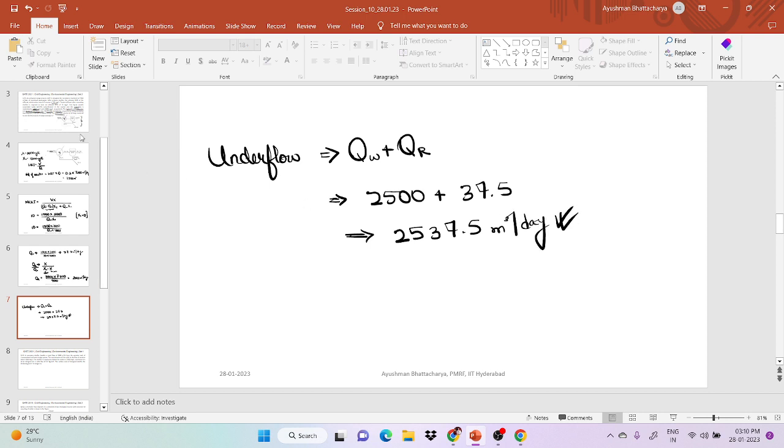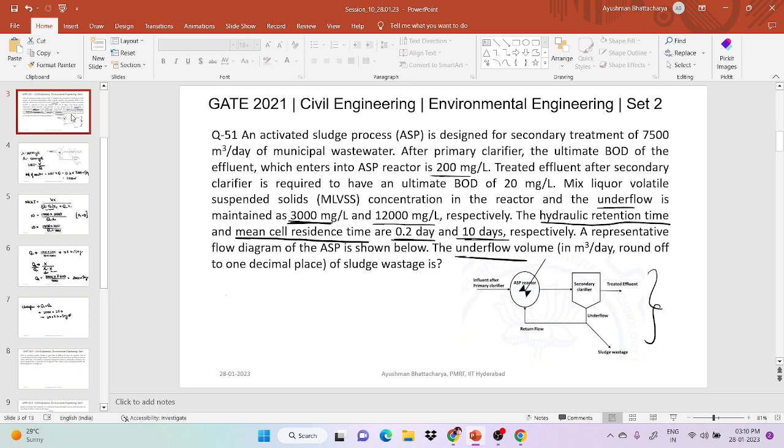Okay. So again I will explain thoroughly how we arrived at the answer. An activated sludge process is designed for secondary treatment of 7500 meter cube per day. After primary treatment, the ultimate BOD of the effluent which enters the ASP is 200 milligram per liter. The treated effluent from the secondary clarifier is required to have ultimate BOD of 20 milligram per liter. So 200 milligram per liter is entering, and after treatment it should be reduced to 20 milligram per liter.